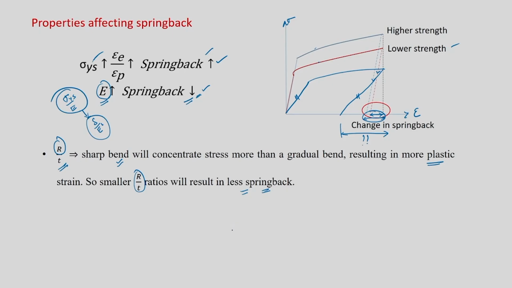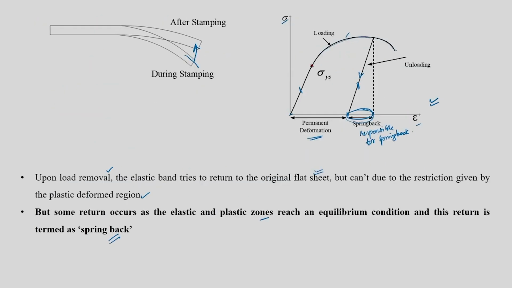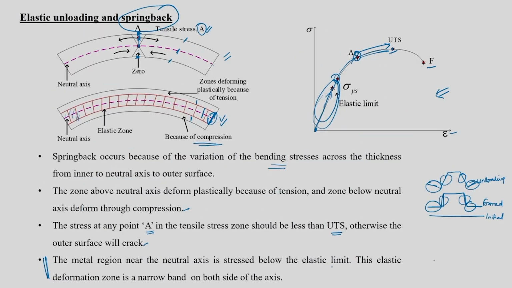Other than this, spring back can be controlled by tool design also. The general rule is you overbend it. Suppose this is a flat sheet and you want to bend it to this shape. Instead, you bend it a little bit inward, so that when you release it, it can become straight. This is basically called overbending. That is one way to control it.